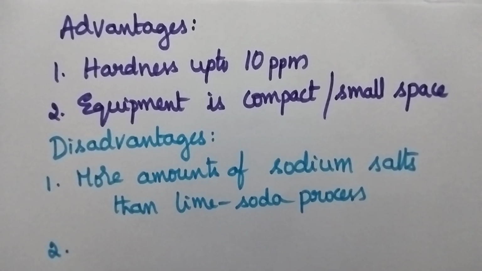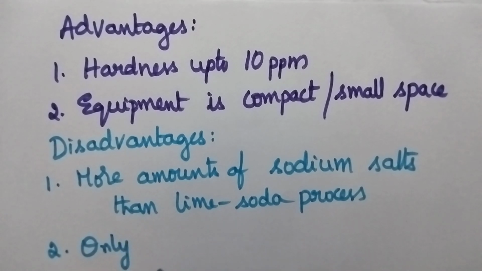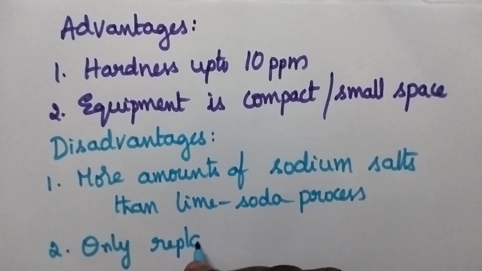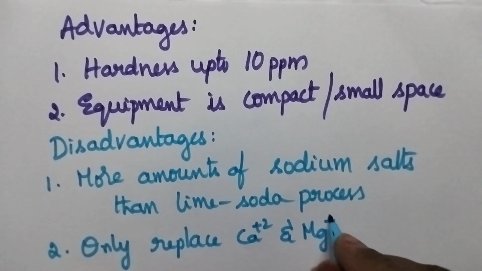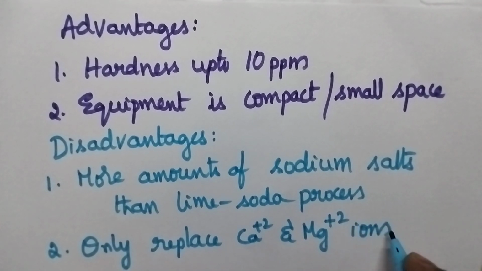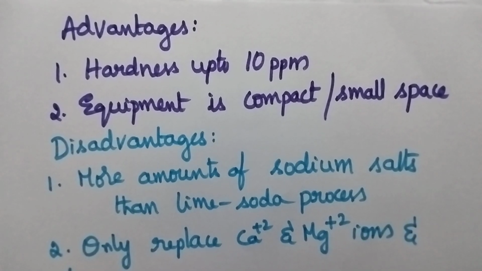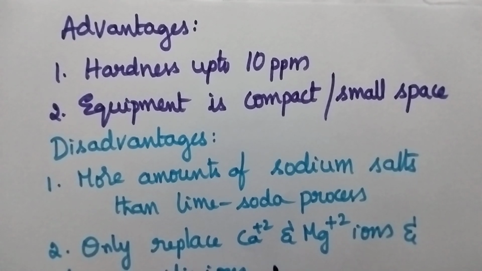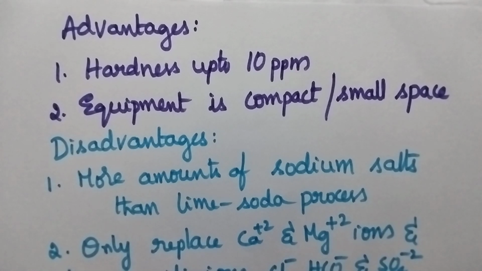Especially this method is useful for the removal of only calcium and magnesium ions. So it can replace only calcium and magnesium ions and leaves especially the acidic ions such as chloride, bicarbonate and sulfate unaffected.